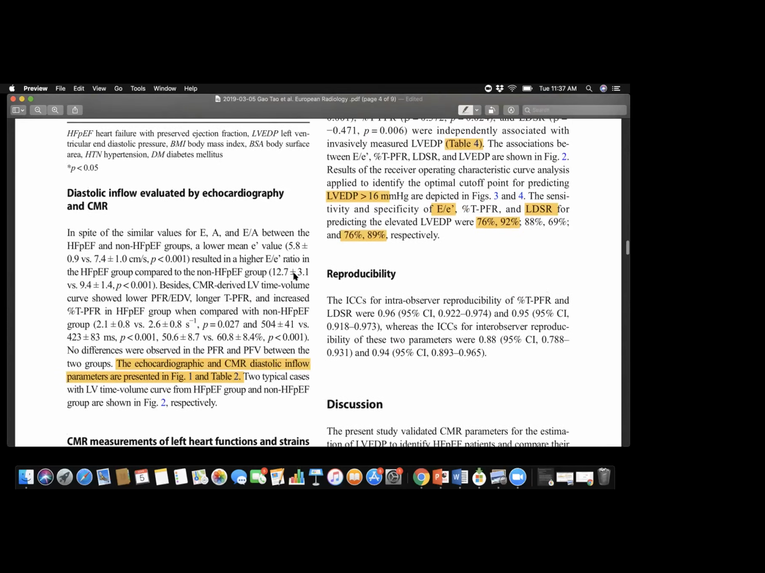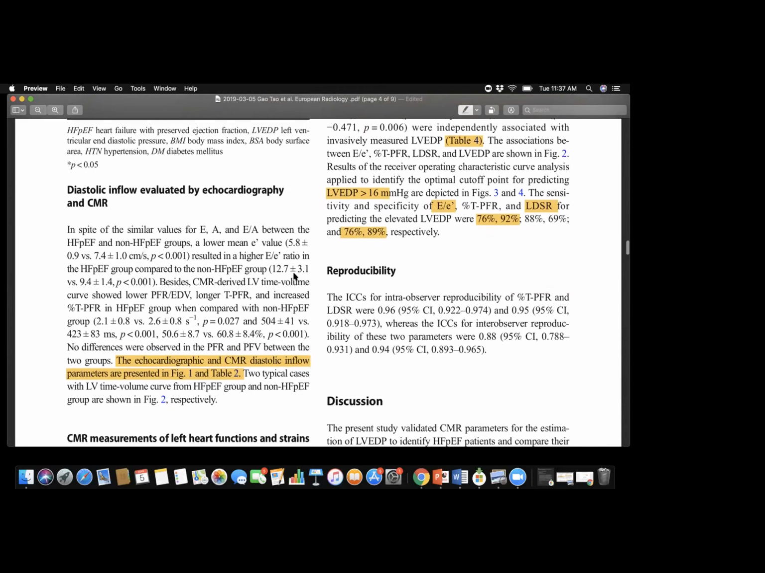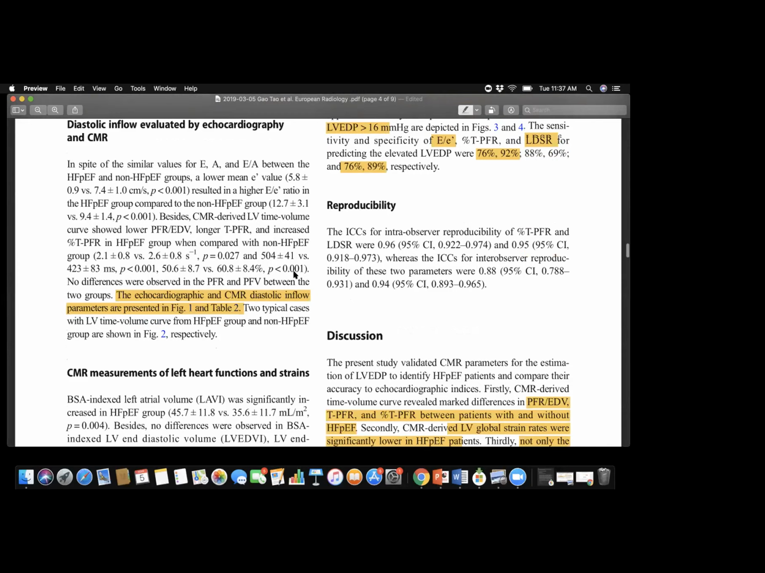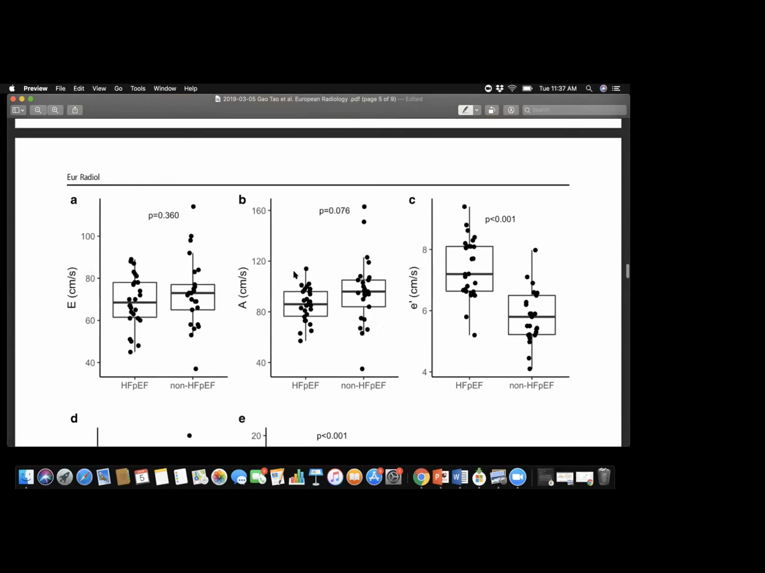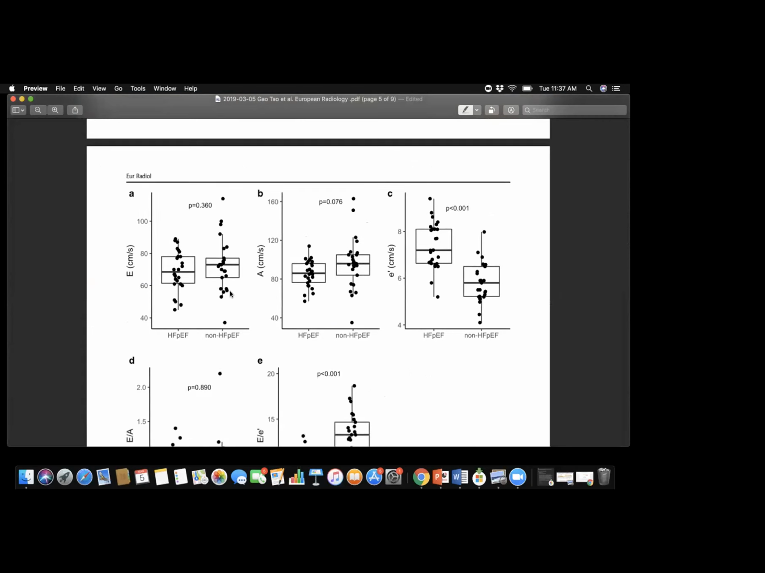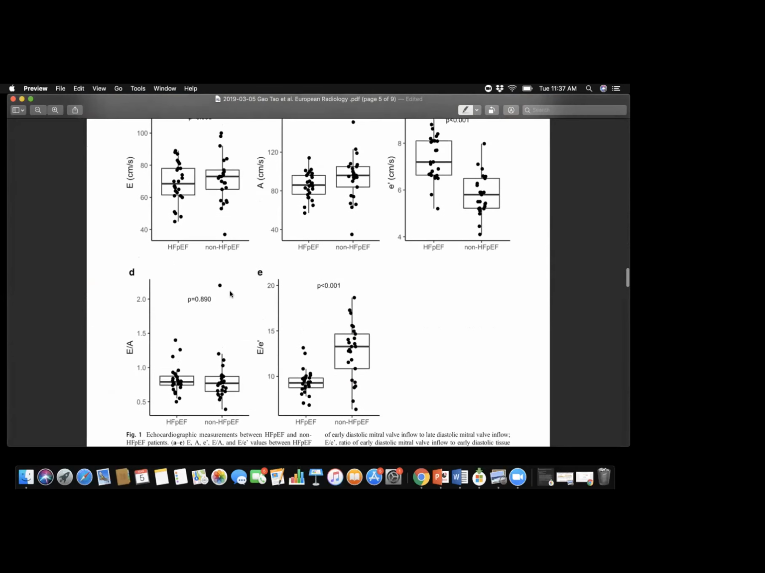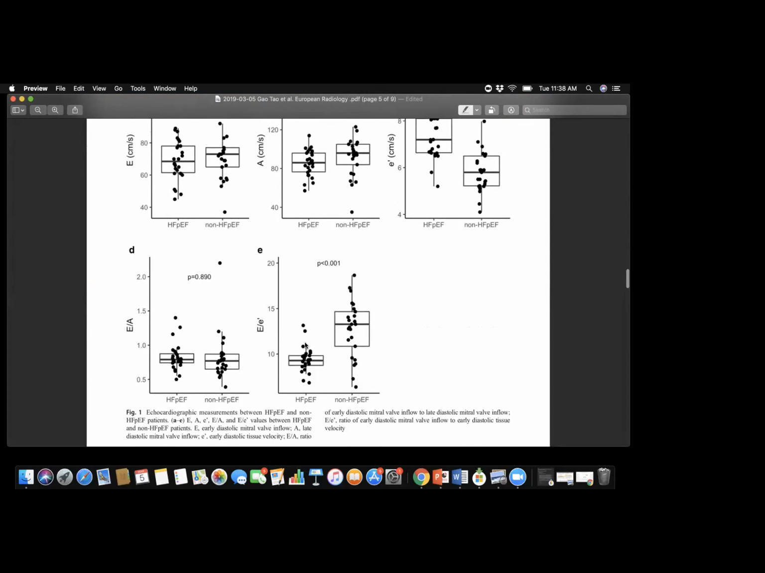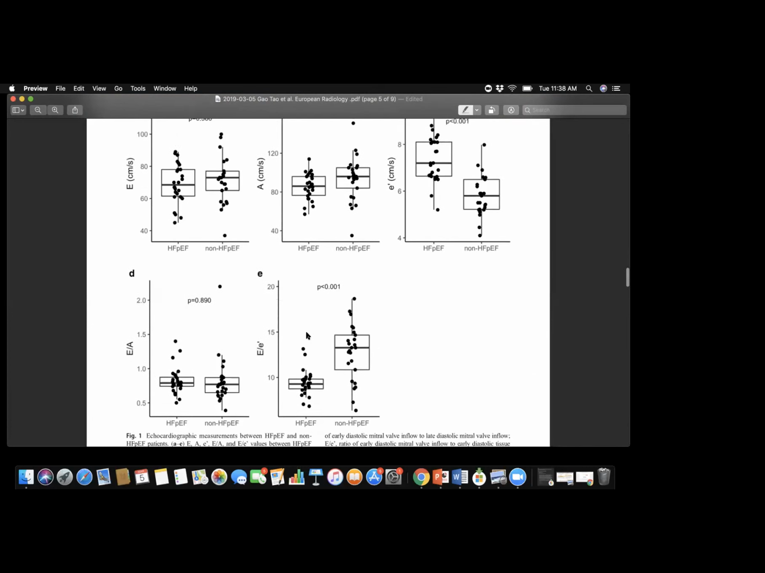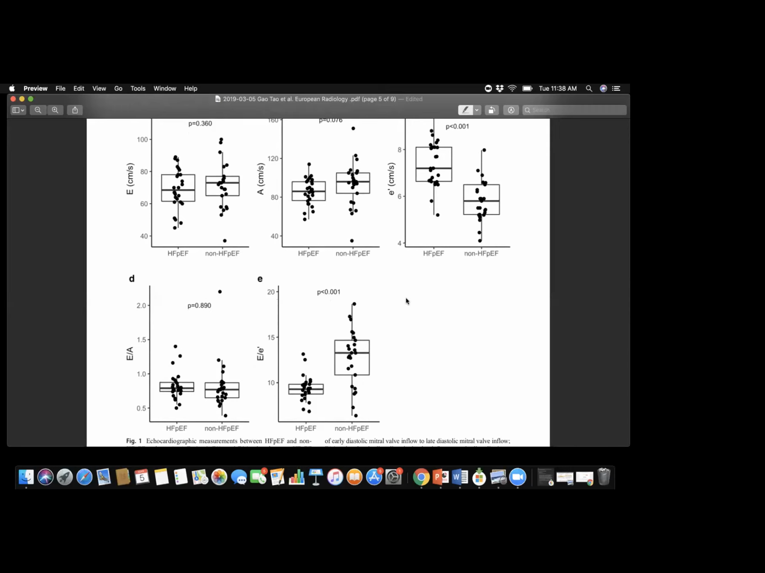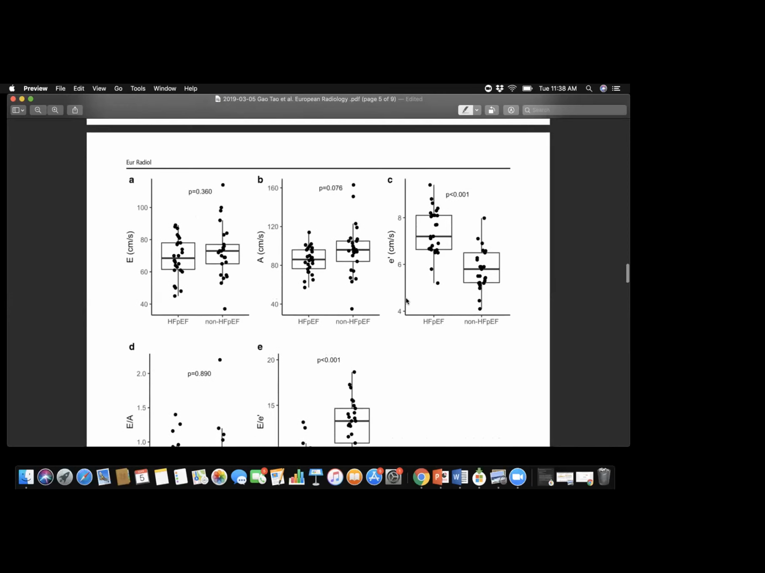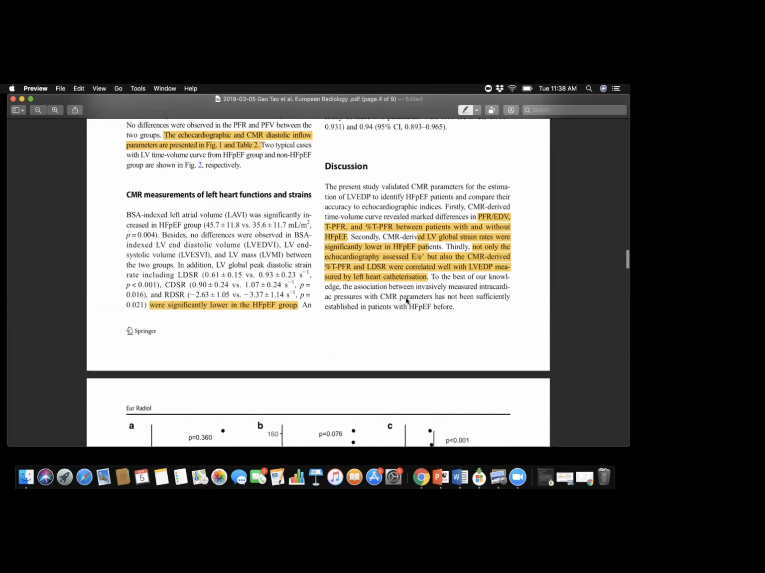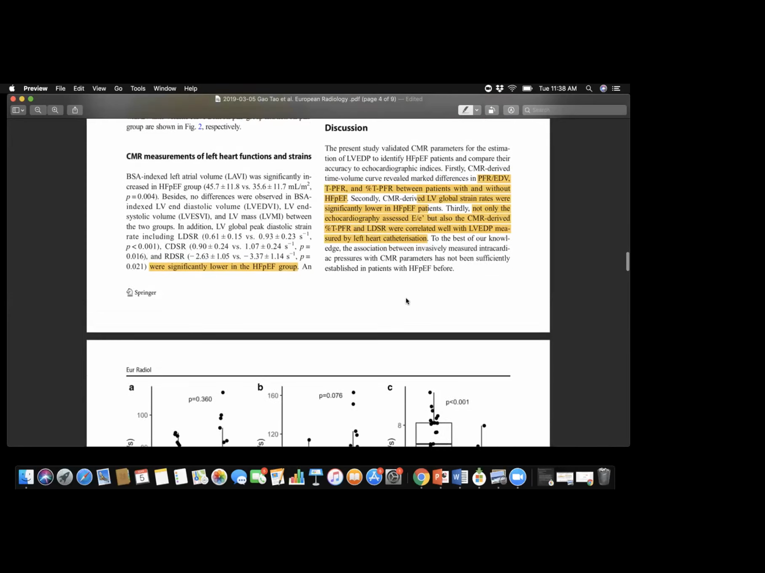So in terms of the echocardiography, diastolic parameters and CMR parameters, we look at the results in figure 1 and table 2. So I'm going to minimize the paper so you could see figure 1. This is the echocardiographic parameters and comparison between the 2 groups, E to A, E prime, and your E to E prime ratio. Basically, what was mainly significant, it's important, is your E to E prime that was higher in patients with HFpEF, and the E prime that was lower in patients with HFpEF. That's basically what we know.